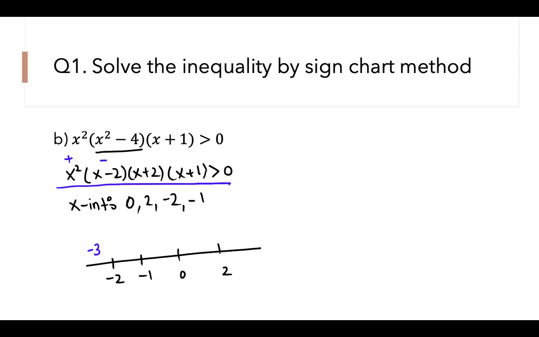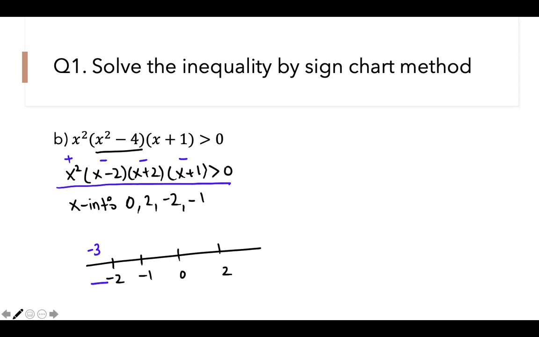-3 plus 2 is going to be negative. -3 plus 1 is also going to be negative. So positive times negative is negative. And then negative times negative is going to be positive. And then positive times negative is going to give me negative.